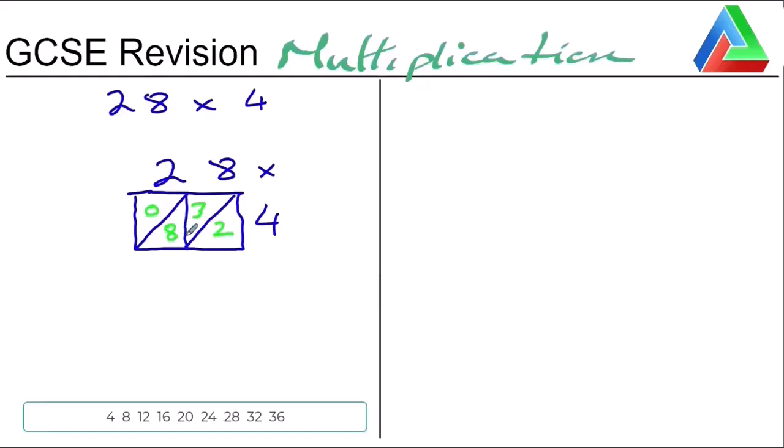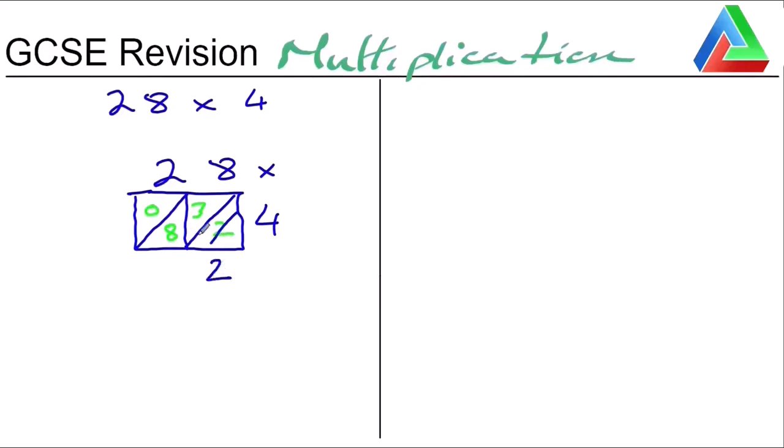Now we look at these diagonal channels. So in this channel, I have a 2. In this channel, I've got a 3 plus 8, which is 11. So I put down the 1 and carry the 1 into the next channel. And in this channel, I've got a 0 plus a 1, which is 1. So my answer is 112. This might look a bit strange, but once you've done 2 or 3 of them, it is so easy and super quick. Let's do another one.